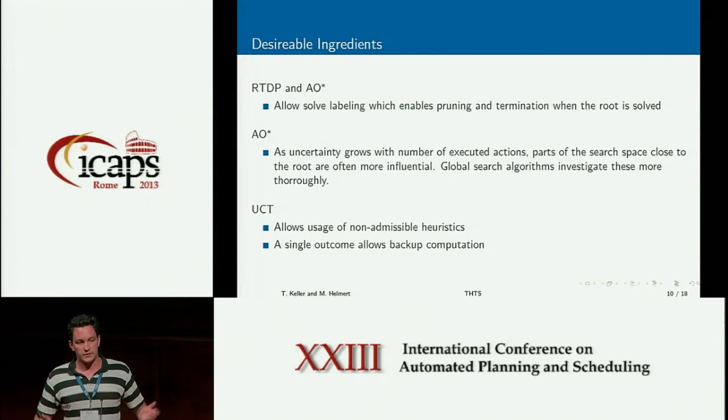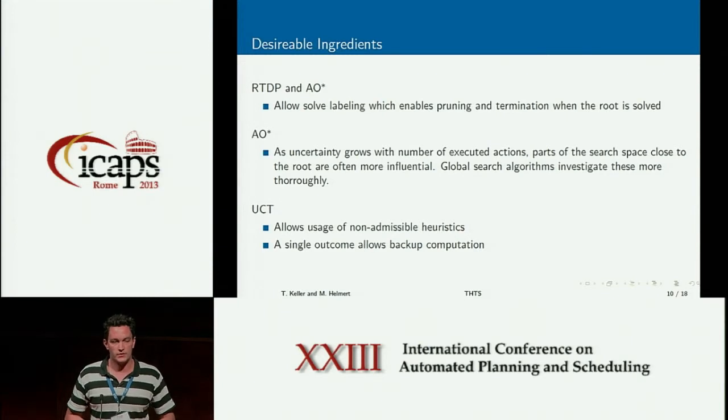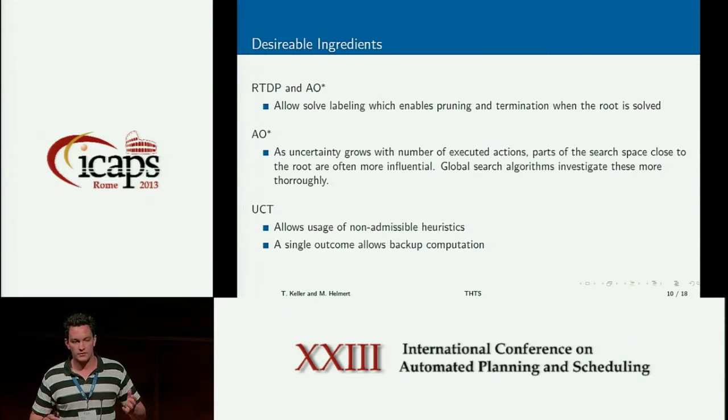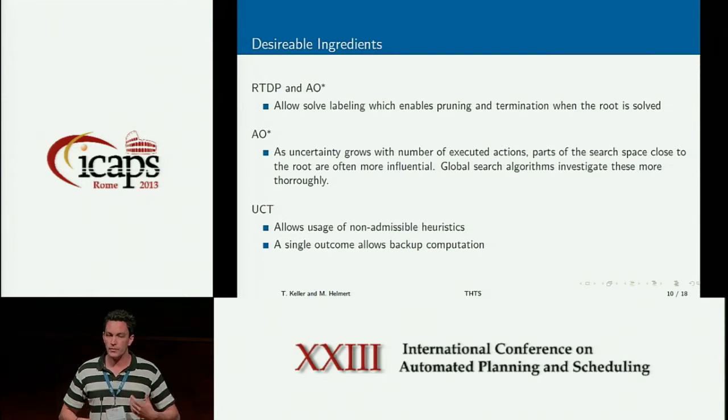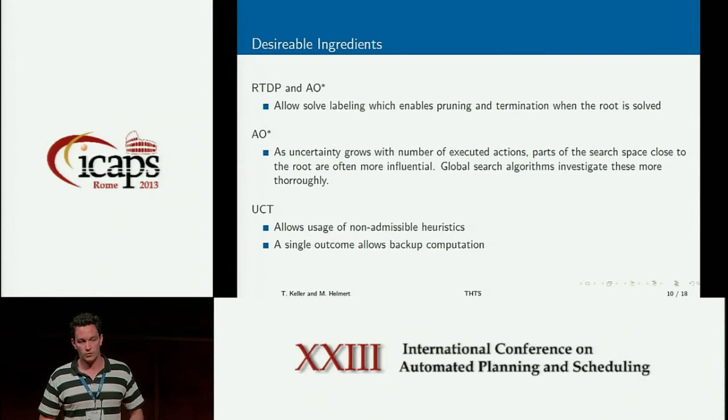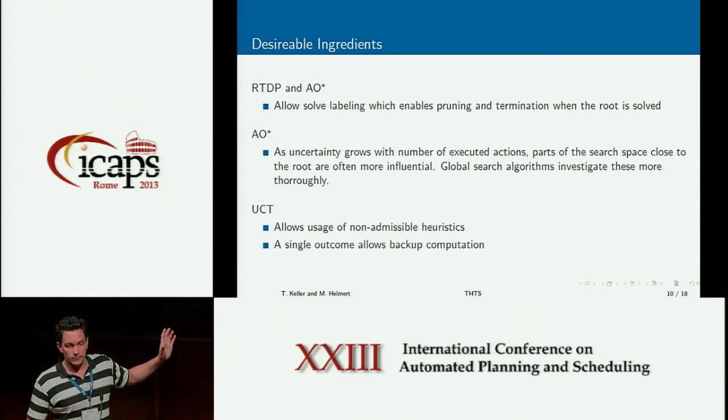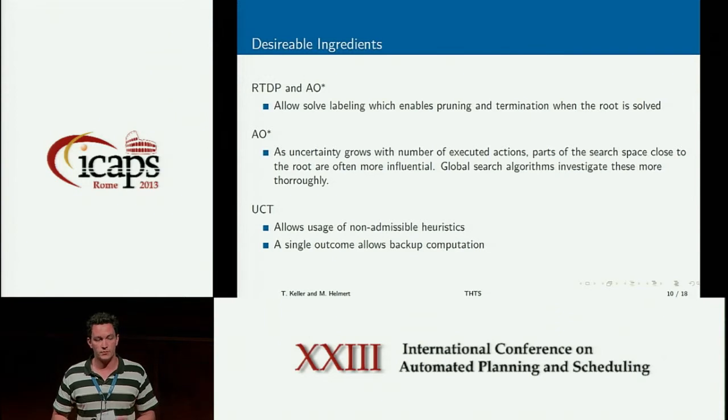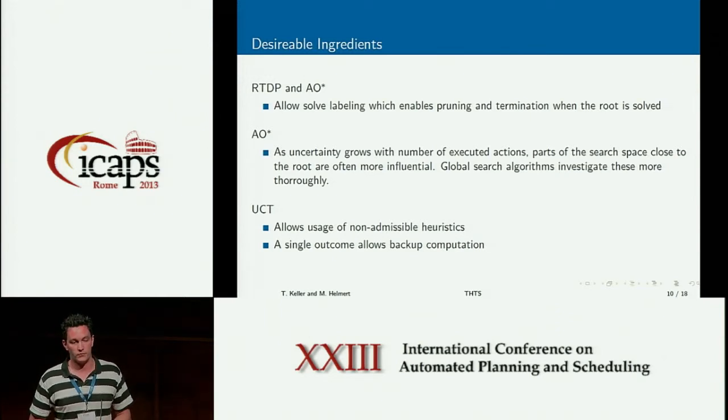Okay, so that is basically about the framework, and now we started to think about what can we do with this framework. And we decided to simply look at the algorithms I just presented and see if there are some ingredients that are more desirable than others, and if we maybe somehow can mix them to derive better algorithms. So the ingredients that are in our setting desirable are, again, first the self-labeling procedure by RTDP and AO star. Then it's the limited trial length, the global search behavior of AO star, and the fact that we need only non-admissible heuristics and a single outcome for backup computation by UCT.